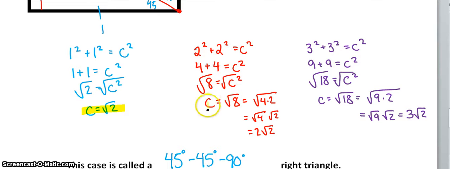So for the sides being 2, I'd get c equals the square root of 8. But then I simplify by breaking it up into a perfect square of 4. Square root of 4 is 2, so my final answer is 2 root 2. If I do it on the sides of 3, I get c equals the square root of 18. But simplify that. There's a perfect square that goes into that. It's 9. Square root of 9 is just 3, so I'm left with 3 root 2.